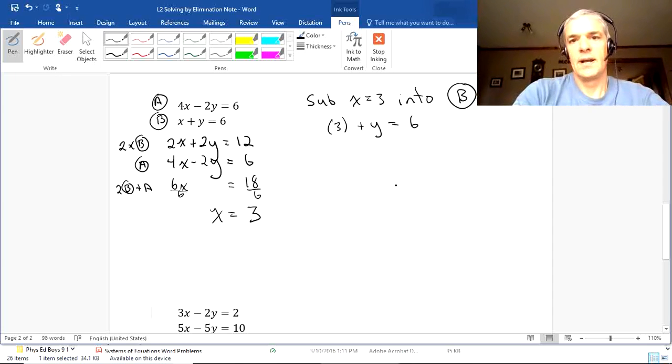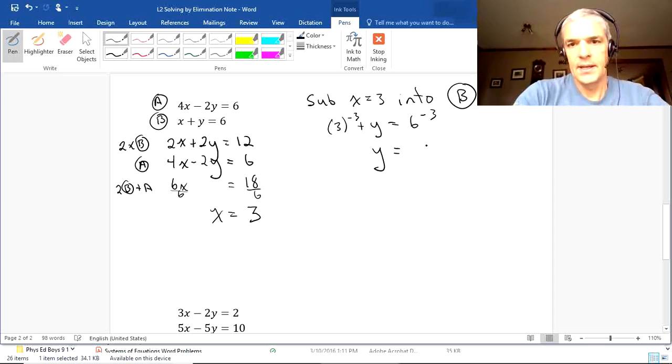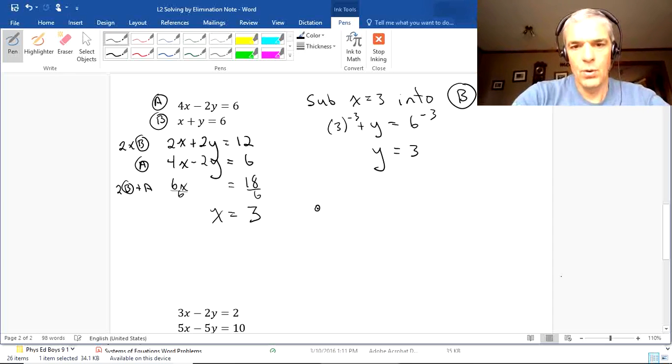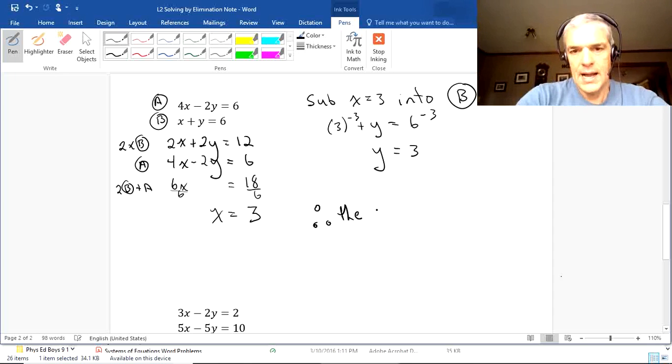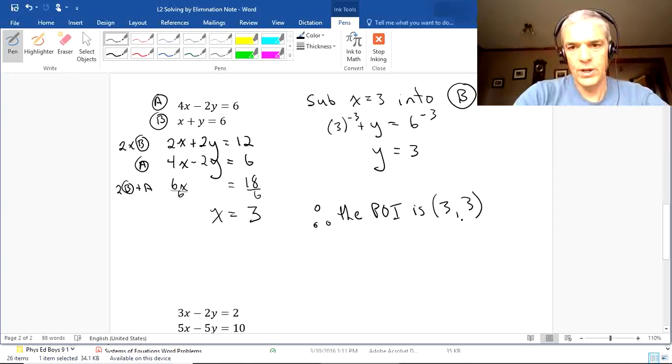Well, I want to find out what y is. Minus 3, minus 3, y equals 3. So therefore, the POI is the ordered pair, x is 3, comma, y is 3. And you'll notice it's always an ordered pair that I'm getting for an answer.